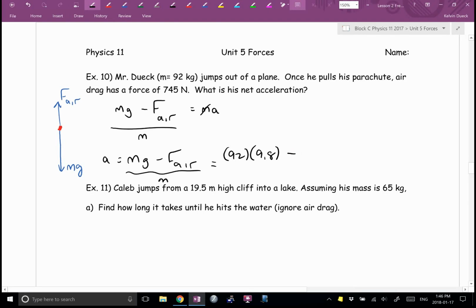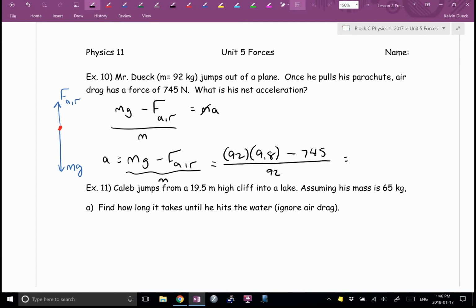Minus, what's F air? 745. How do I know that's a force and that I can do that? What are the units next to the 745? Newtons. That's what force is measured in. Divided by, what's M? 92. Here you go. Is this a fraction? Yeah. Is there more than one thing on the top? Brackets around the top. Is there more than one thing on the bottom?